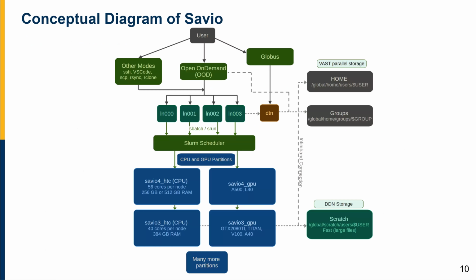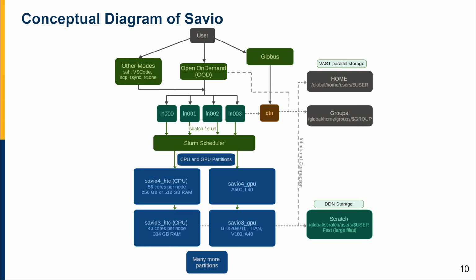Here is a diagram of Savio. There's a lot to digest there, but we'll go through most of the important pieces next. You as a user enter Savio through several main channels. I will cover Open on Demand and Globus today, and then we'll cover Visual Studio as well.